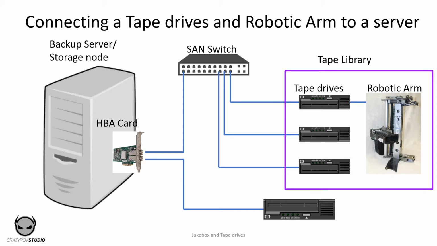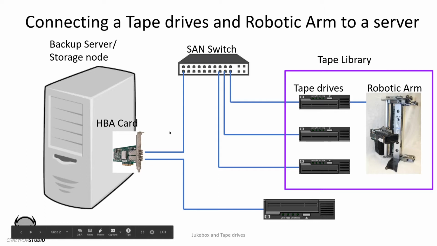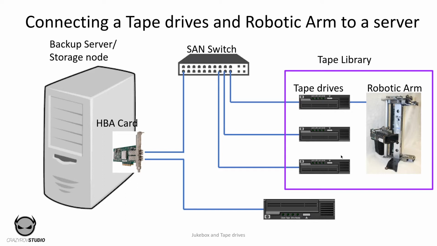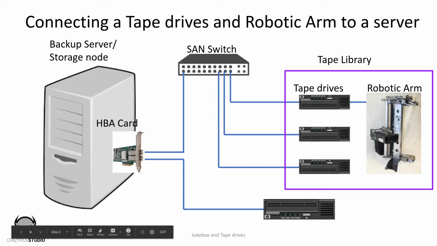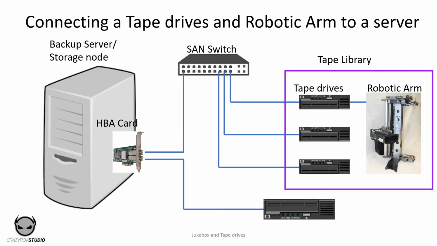In the first slide, we look at a simple block diagram of how a tape drive and tape library can be connected to NetWorker. In the diagram, you will see a NetWorker server with a 2-port HBA card, a SAN switch, a tape library with three tape drives and a robotic arm, and a standalone tape drive. The tape drives can be connected to the backup server directly with the FC cable or via a SAN switch. If connected via the SAN switch, appropriate zoning configuration should be created so that only the backup server or the storage node is able to see the tape drives.